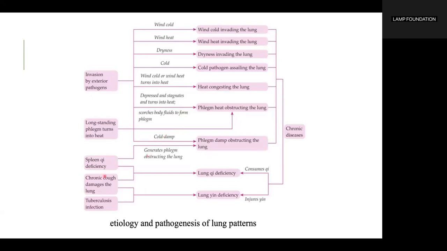If one has chronic cough, it can damage the lung. Combined with spleen-qi deficiency will lead to lung-qi deficiency, which can consume the qi. If one has TB, tuberculosis, one can have lung-yin deficiency.